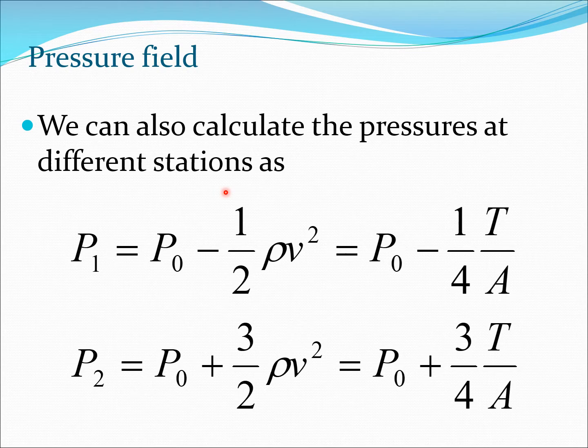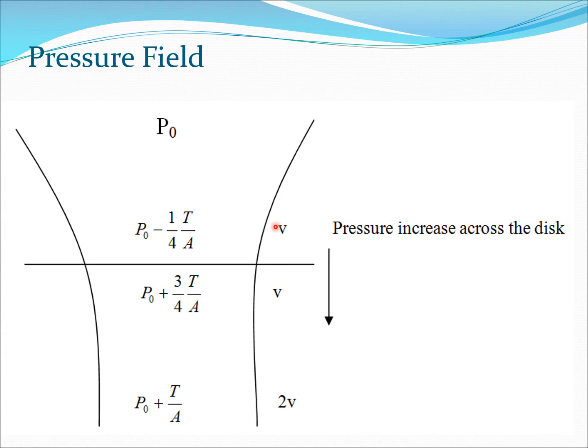Similarly, we can calculate the pressures at different stations. So P1 is going to be P0 minus half rho v square, and P2 is P0 plus 3 by 2 rho v square. And these can be then written in this form by using the formula for v with respect to W and the equation we used in the previous slide. So this is the pressure field which actually takes place in the flow field of the rotor.